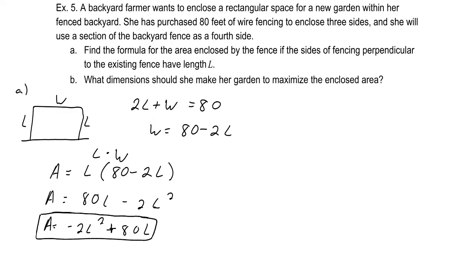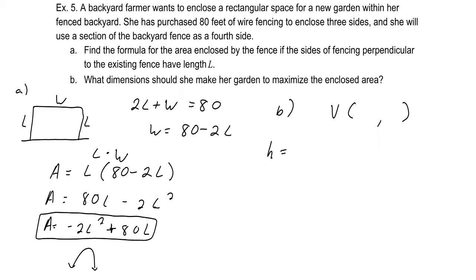The question is, what dimensions should she make her garden to maximize the area? We are looking for the highest value, the maximum value of the area function there. So what we want to do then is find the vertex. The vertex is either the highest or the lowest. Now if you notice, this function is opening down. So the vertex is going to be the highest point. It must be. So let's go ahead and find h.